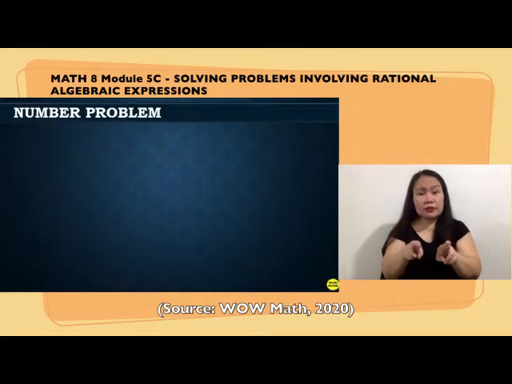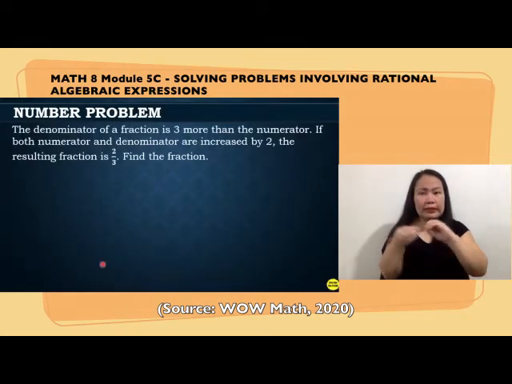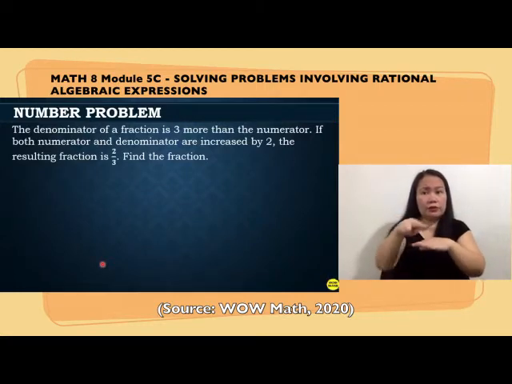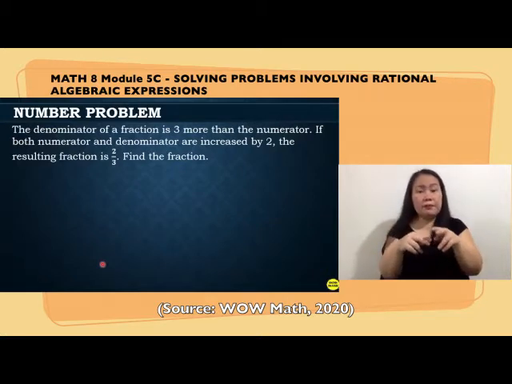Next, let's have the number problem. The denominator of a fraction is 3 more than the numerator. If both numerator and denominator are increased by 2, ibig sabihin nadagdagan, the resulting fraction is 2/3. So ang magiging result na daw ay 2/3.